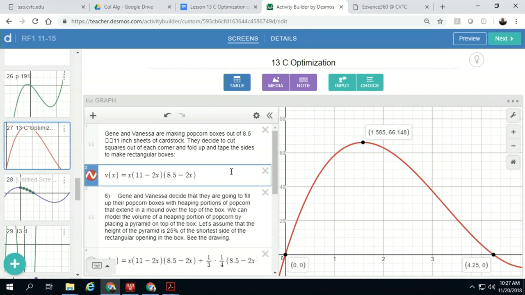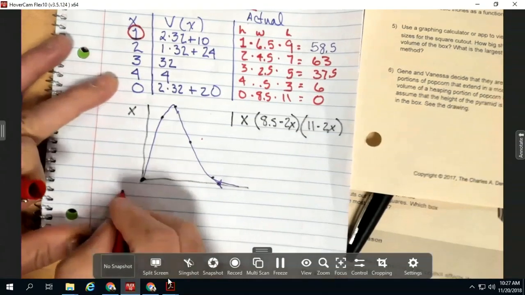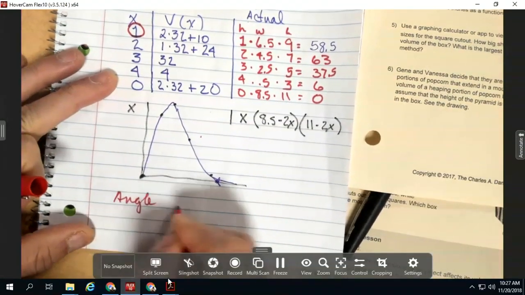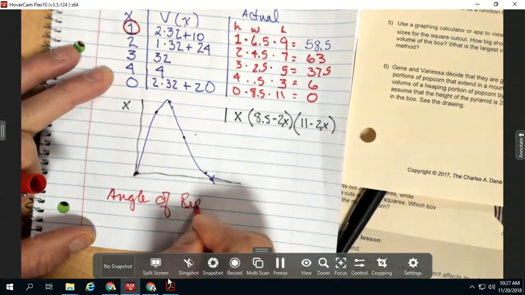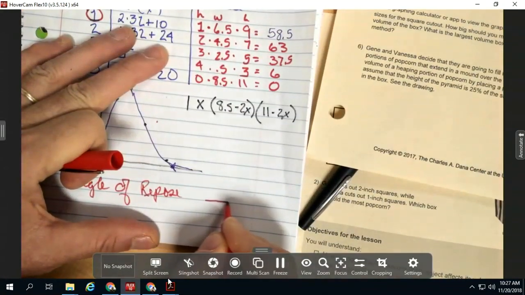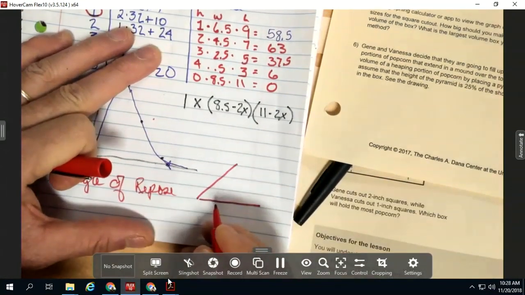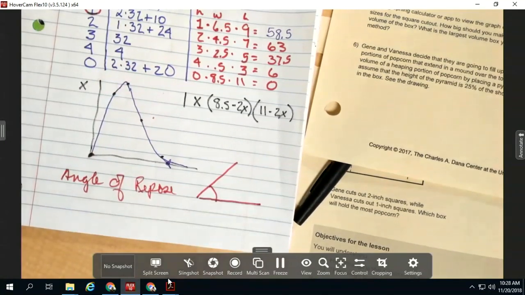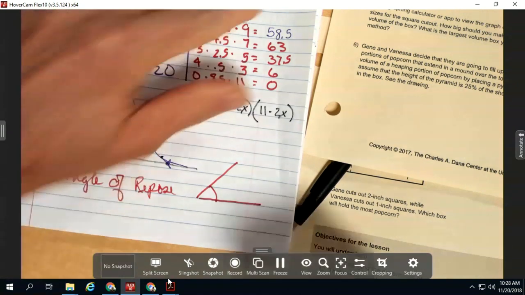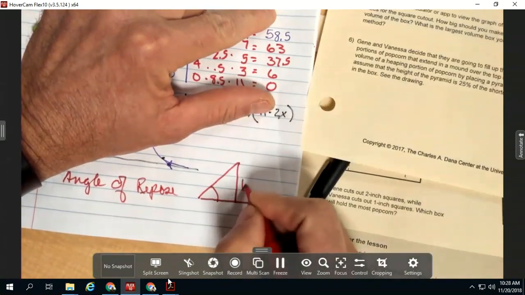In your notes, extra stuff that you're learning. Angle of repose. For popcorn, if this is the top of the box, you can stack the popcorn about like this, correct? This is called the angle of repose. All right? That height is related to that length.